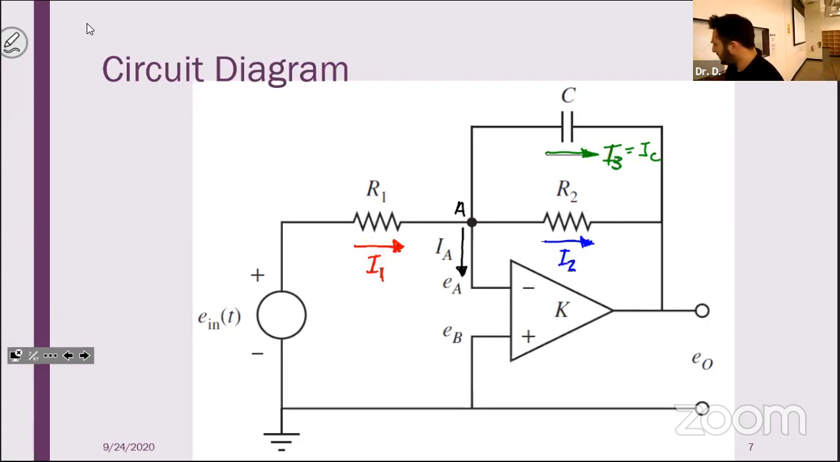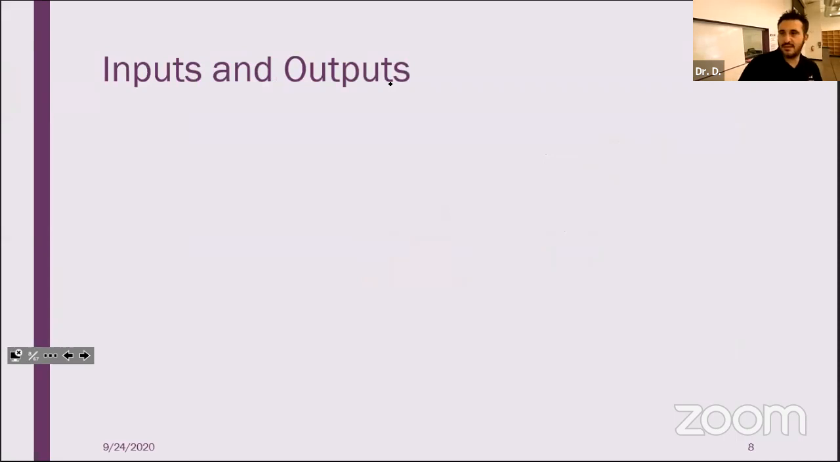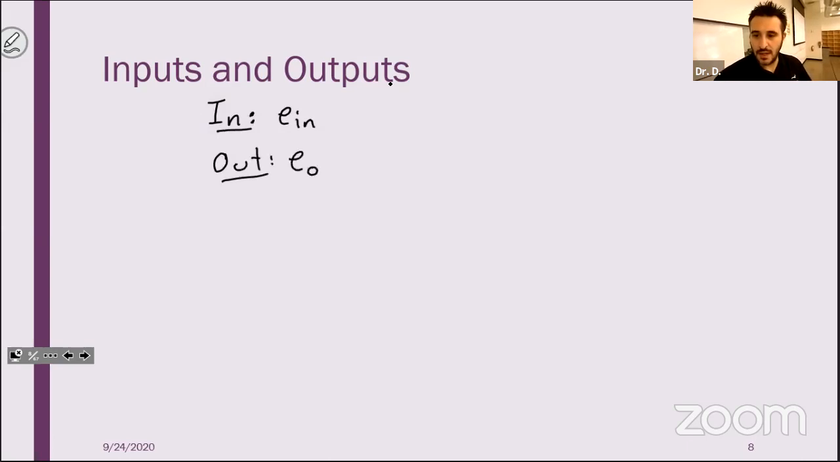So what's my input and what's my output? E in is your input and E out is your output. Exactly, that's exactly right. So with op amps, there's no reason why you shouldn't get full points for ins and outs. It's always going to be E in and E out for op amps. So input, E in, output, E out.